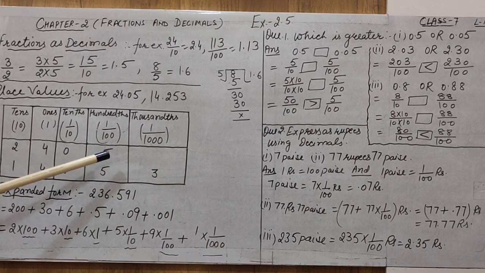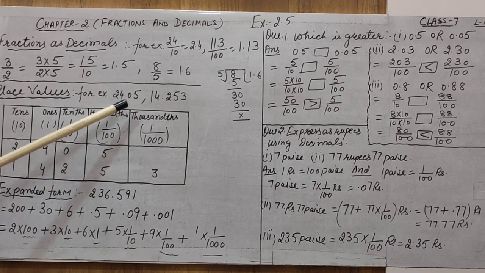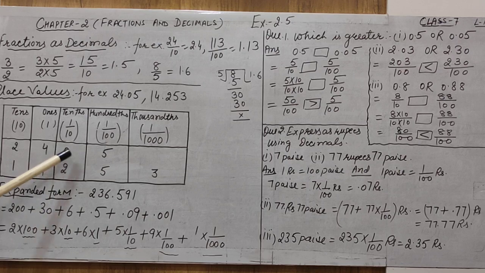So 5 is multiplied with 1 upon 100, we get 0.05. So that is added and we get 0.05. That is the complete number written, 24.05.